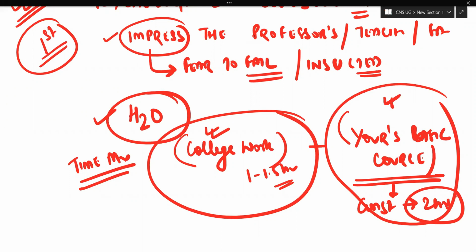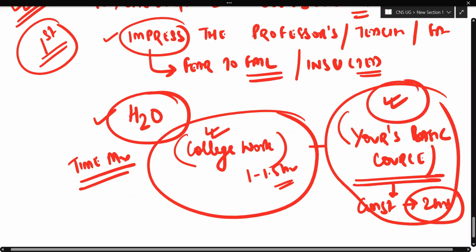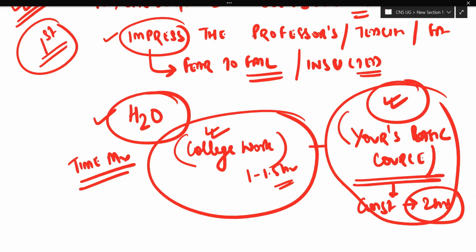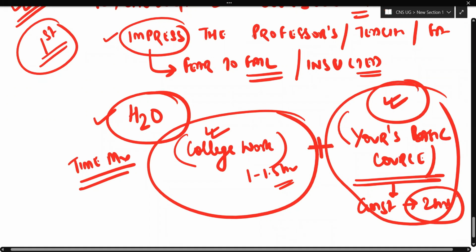So this has to be constant and you have to take out time for this. It is not like that, no, tomorrow I have a seminar presentation, my mind is not free. Every day something or the other will be there in the department. Okay, that doesn't mean that you will leave your routine study. So this has to occur in addition to your basic core study.